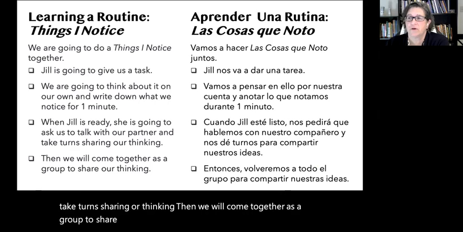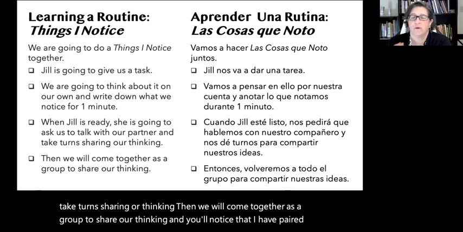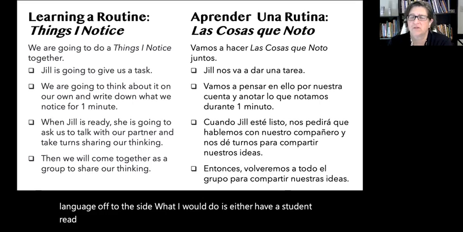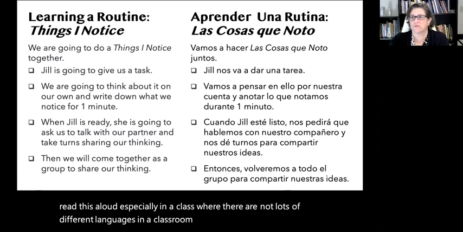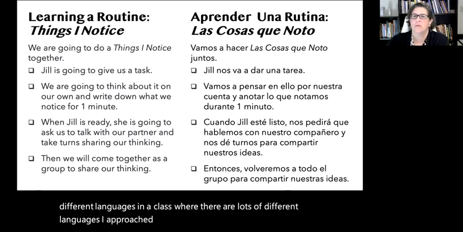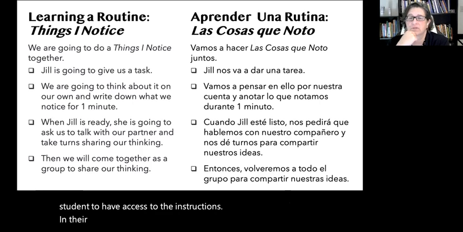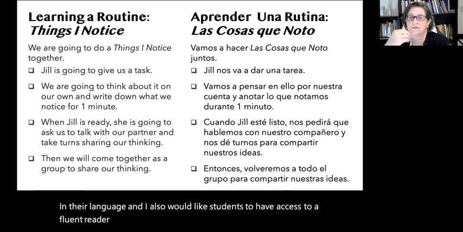And you'll notice that I have paired language off to the side. What I would do is either have a student read this aloud, especially in a class where there are not lots of different languages. In a class where there are lots of different languages, I approach this a little bit differently, but I want every student to have access to the instructions in their language. And I also would like students to have access to a fluent reader reading them those directions, those instructions in their language.